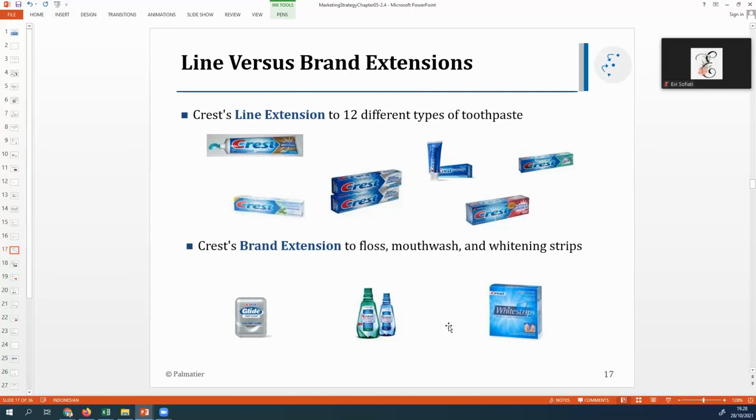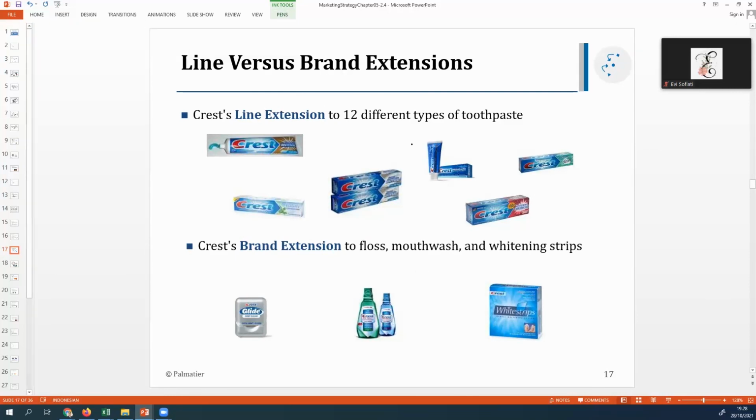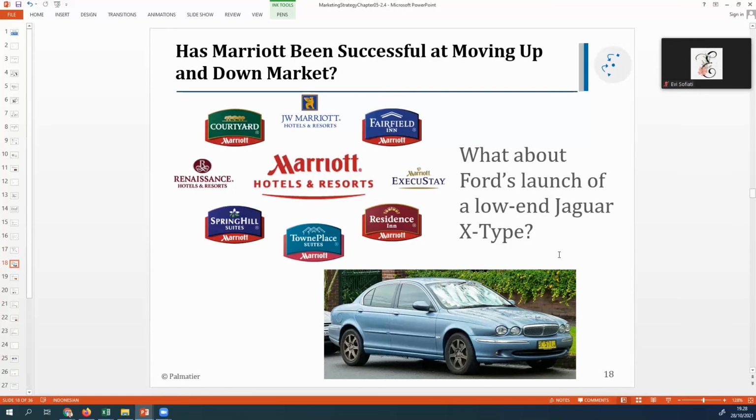This is the example, yeah, of the line extension. Okay, the minor change in flavors. This is the category extension because having more categories. And this is the vertical extension, using Marriott only or Courtyard and Marriott, so that determines the level of price.